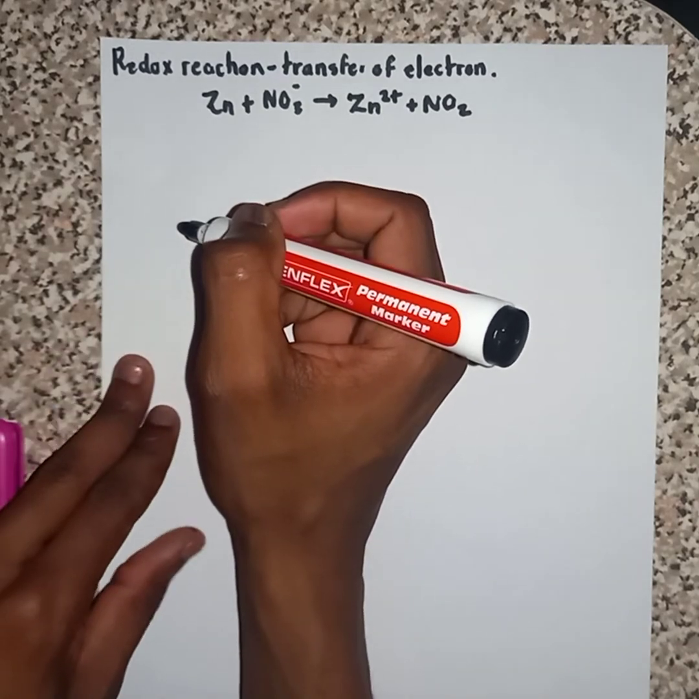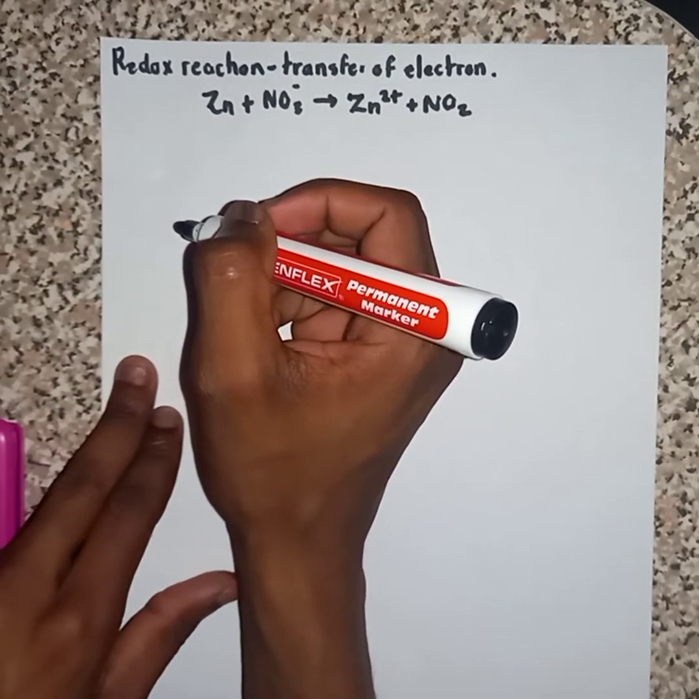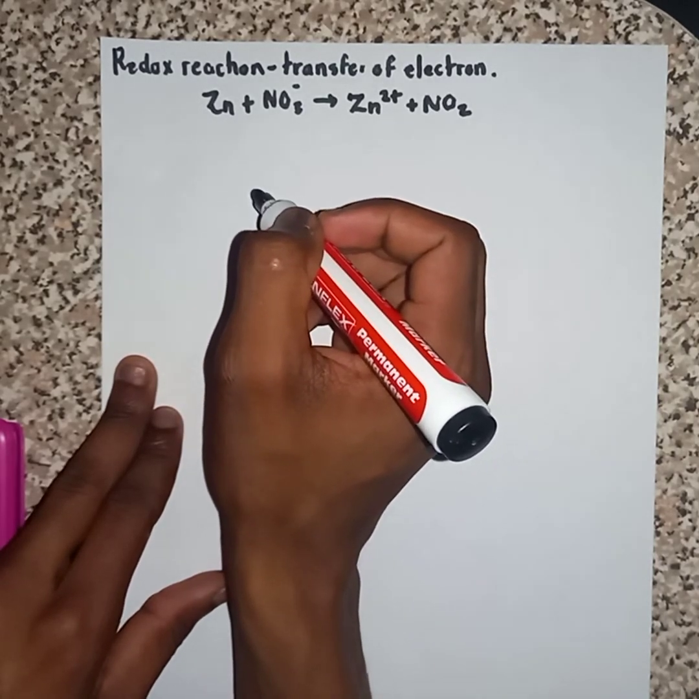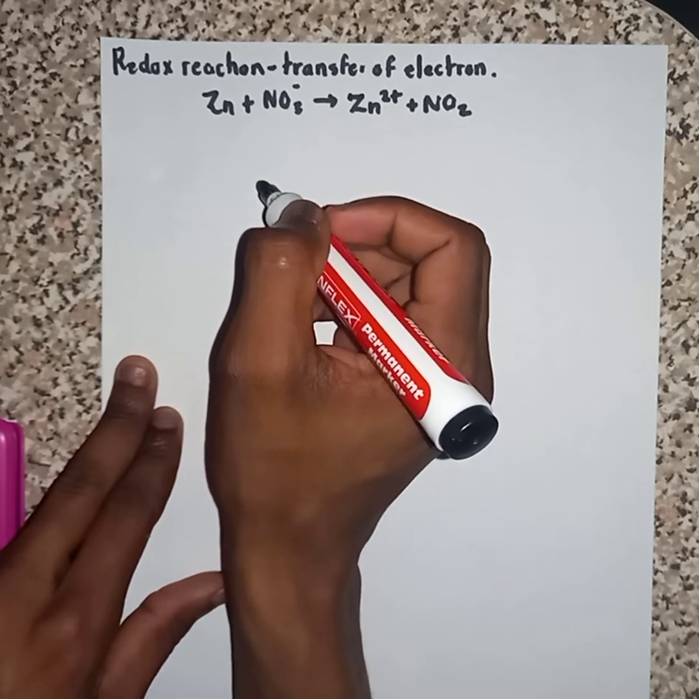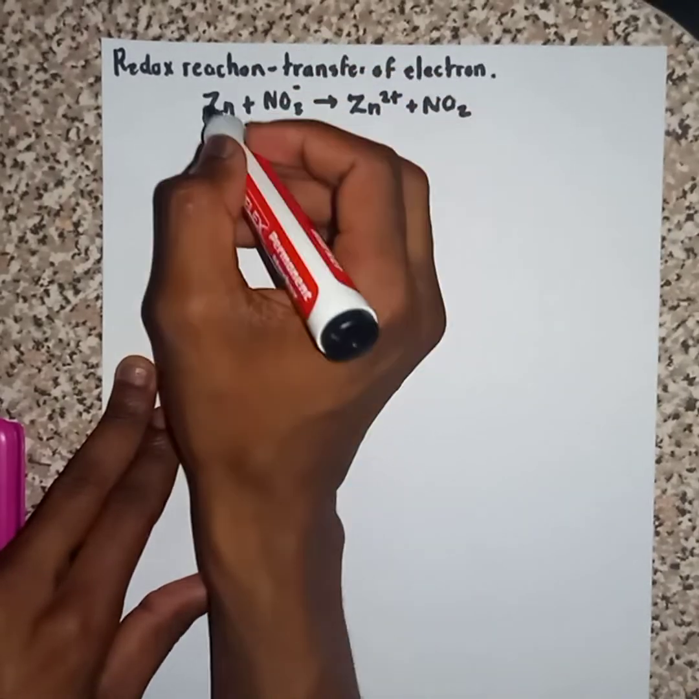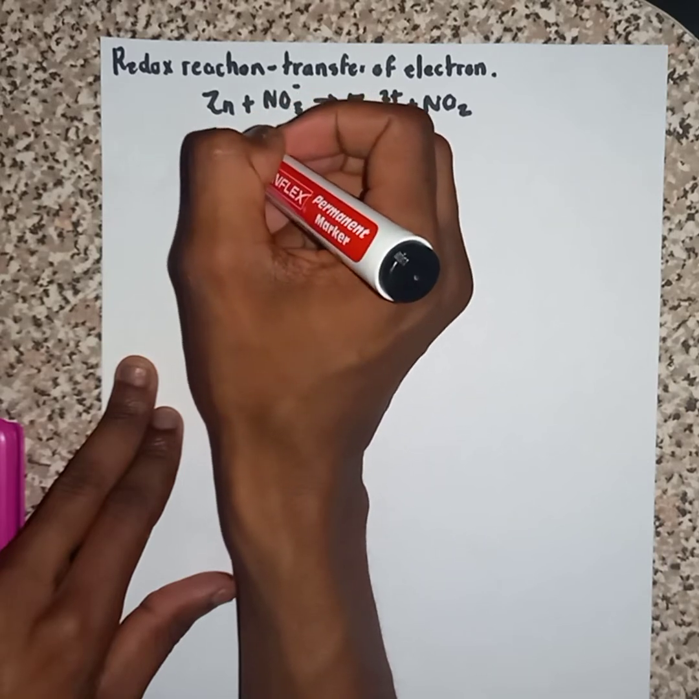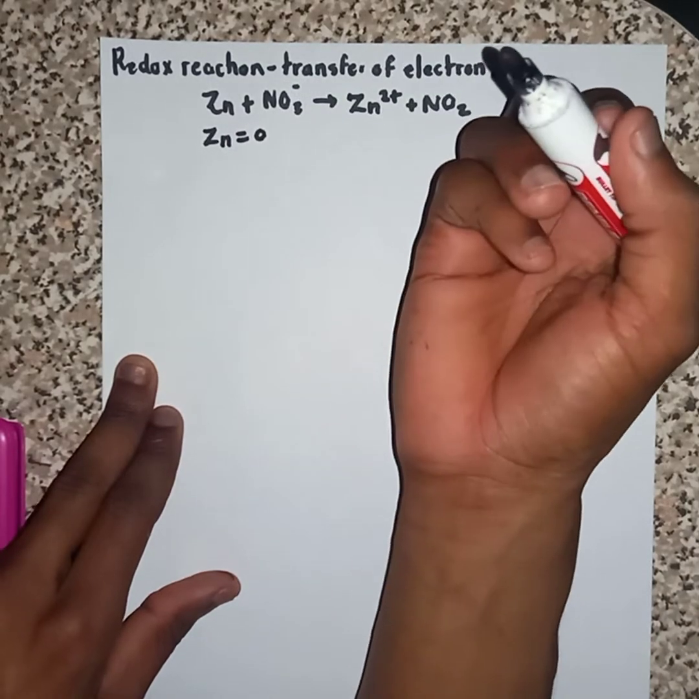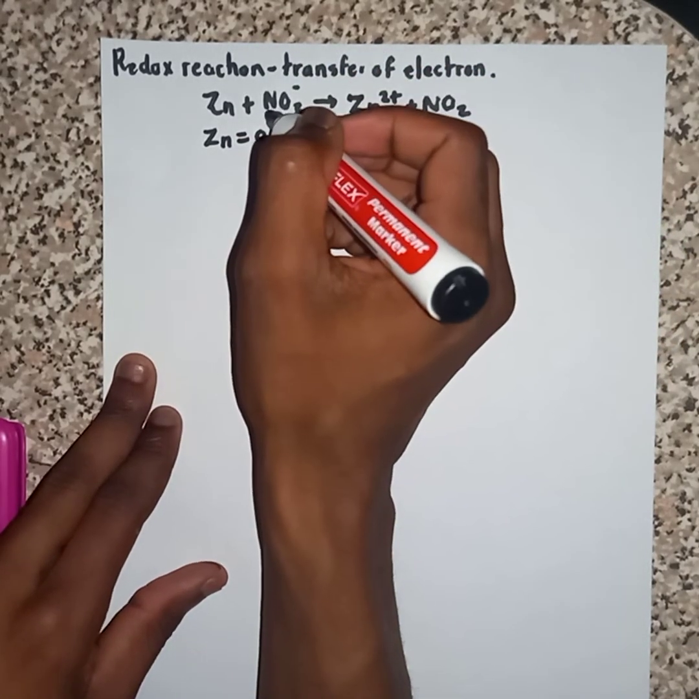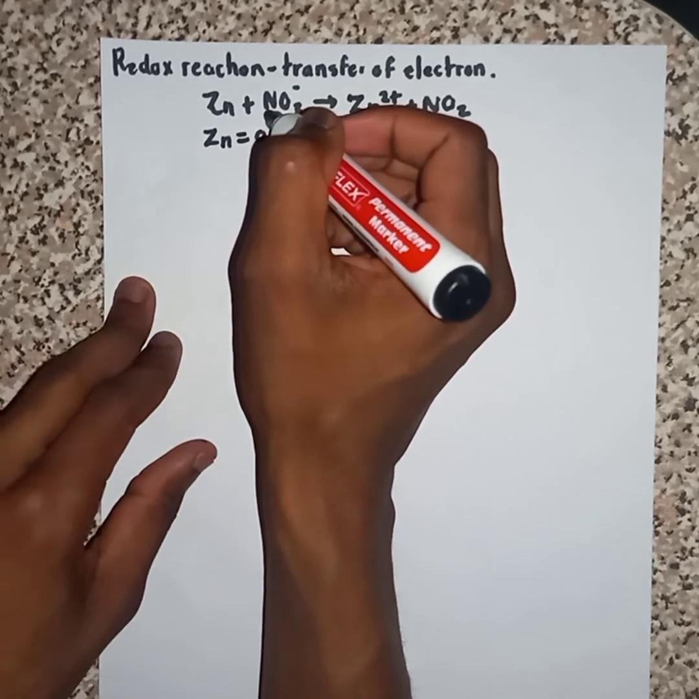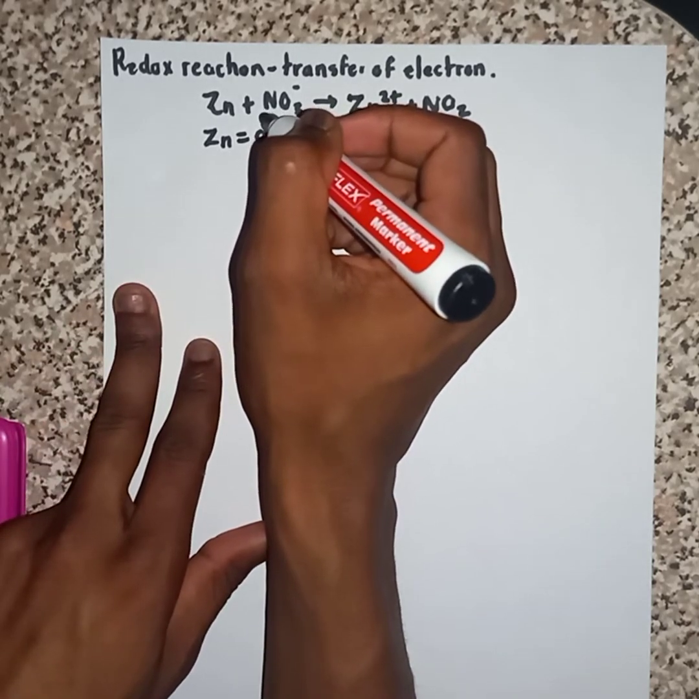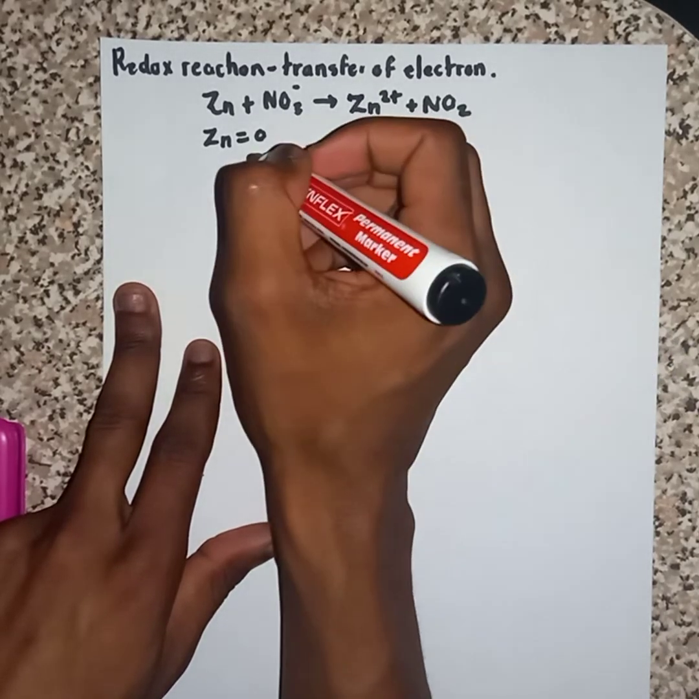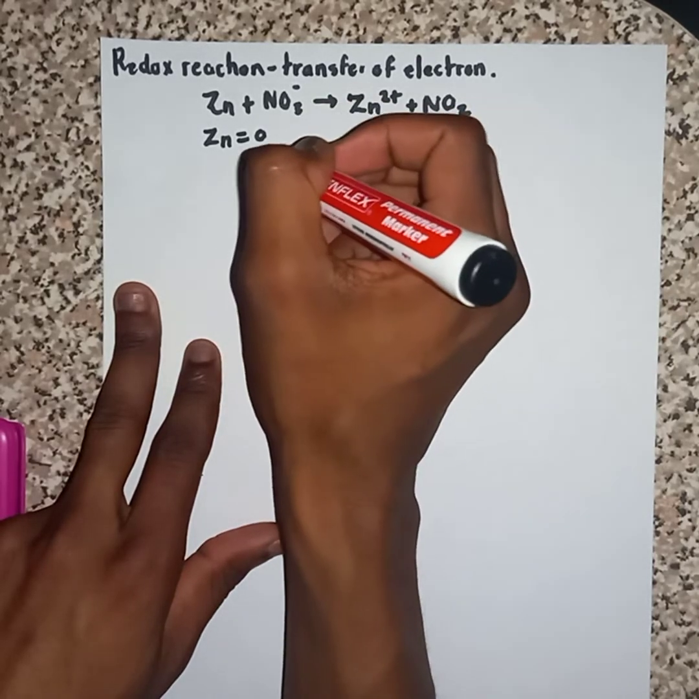First, it is so simple. We are going to consider the oxidation numbers for each and every element. Let us find the oxidation numbers in this given equation. For zinc, we have a pure element. Zinc is a pure element, so its oxidation number is 0. For N, we go to our periodic table to find the oxidation number of O. It is usually -2. Then we equate to the overall charge, which is -1.